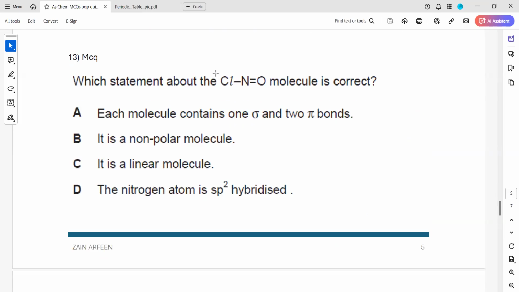Look, about hybridization, a simple rule. Remember one thing: when there's a single covalent bond, it is sp3 hybridization. When there's a double bond in the structure, it is sp2 hybridization. When there's a triple bond within the structure, it is sp hybridization. And the term hybridization means that the energies of the orbitals become the same. So when we check this statement, which statement about the molecule of chlorine, nitrogen and oxygen connected with each other is correct?